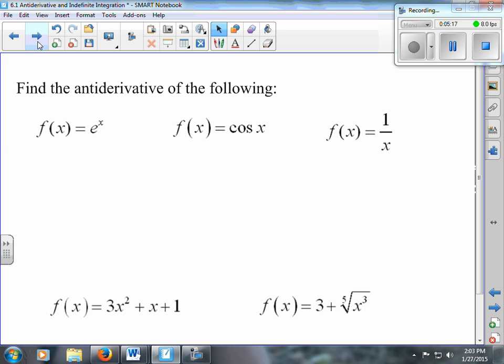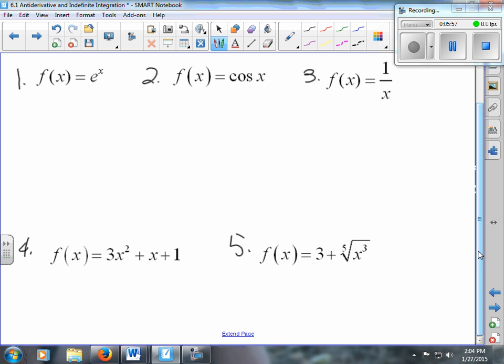All right, on the next page here, I have 5 functions. And what you're looking at are the derivatives of somebody else. You've learned derivatives, and so what you're doing in this question is finding the antiderivative. So you need to remember those derivative formulas backwards. This is the answer. This is the derivative of somebody. My question is, who is it the derivative of? So I would like for you to take the time and answer these 5 questions. I am going to go ahead and do number 5 for you, just to get us moving along.